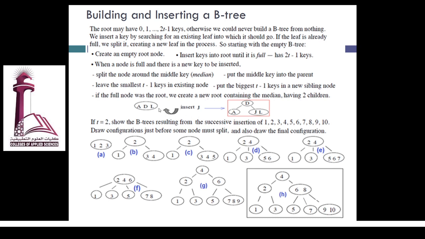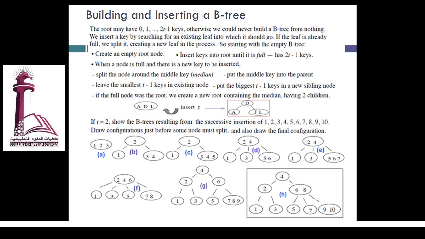And now you can insert J also. So you are inserting in ascending order, so J and then L. So D will be the root, A will be the left child, and J and L will be the right child. So this is the procedure for inserting. Now we will see one example.